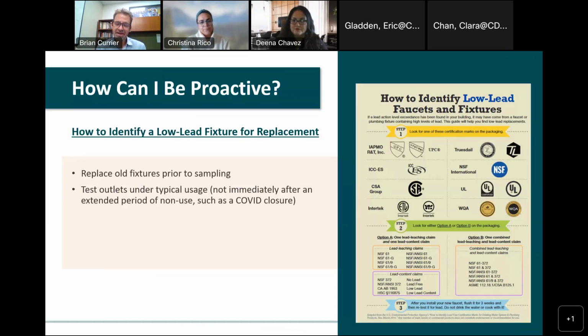What happens is after a very extended break, it just gives that lead more and more time to leach into the water. And once that's flushed through, that's not really typical. That higher concentration is not typical of the daily exposure that would be likely under regular usage. Next slide, please.